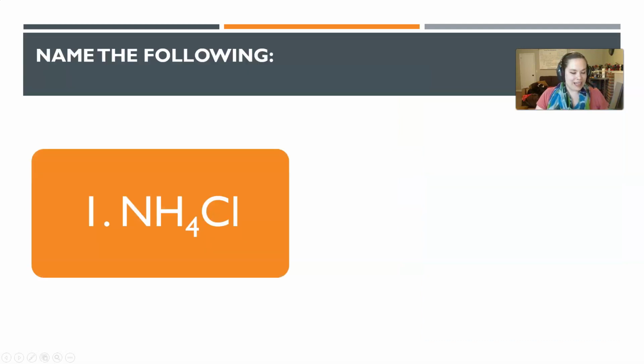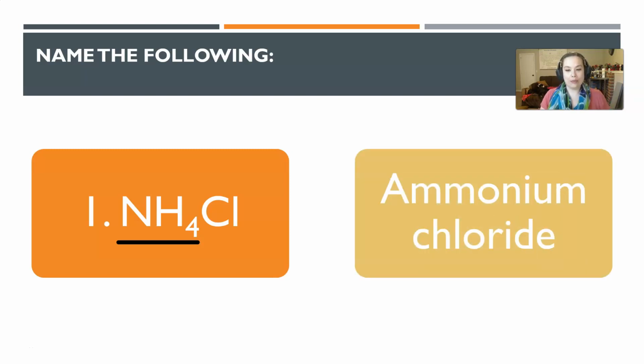First one is NH4Cl, and if you use the polyatomic list, you can find that NH4+1 is a polyatomic. So step 1 is find our polyatomic. There it is. So our polyatomic is ammonium. And to name this one, we have chlorine at the end, so it's going to turn into chloride. So the name for this one is ammonium chloride.